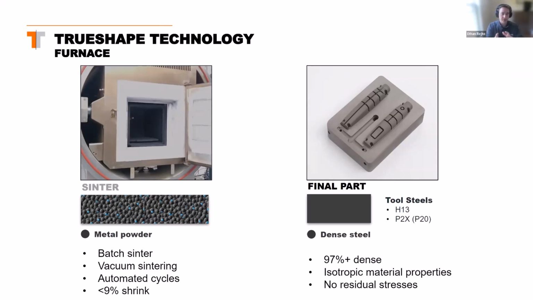The reason we're able to shrink so much less than other additive methods is because of that solvent that we're using. And because we're drying it every layer, there's very little voids in our green body, so it doesn't need to shrink that much to close them. The result is a dense tool steel part. I have a couple with me here today. I don't know if you can hear, but these are dense steel components, above 97% dense, no residual stresses, and great parts that are ready for molding.